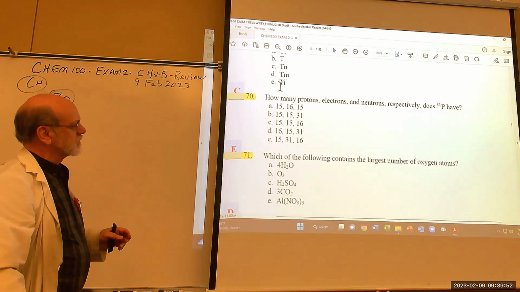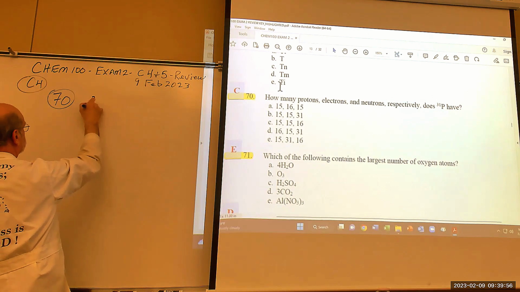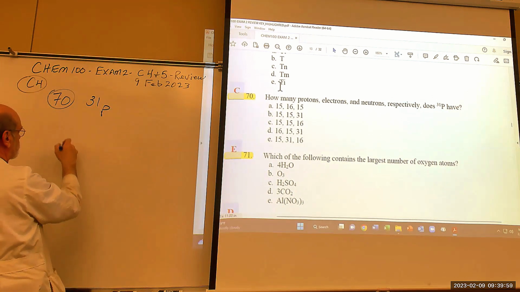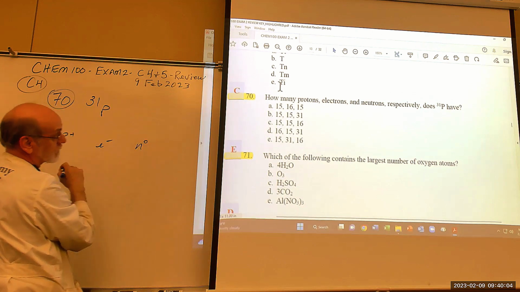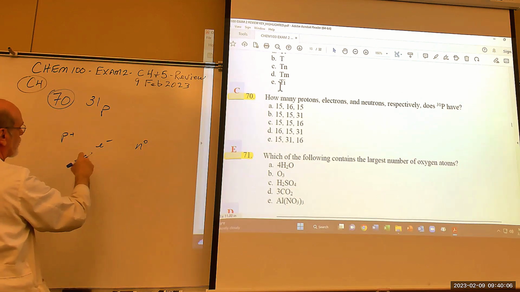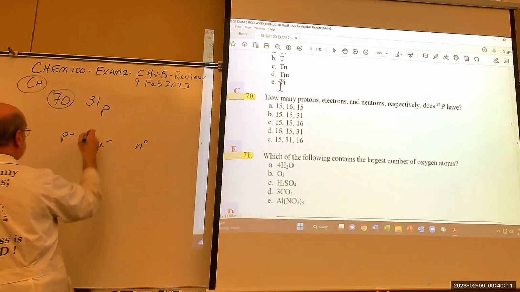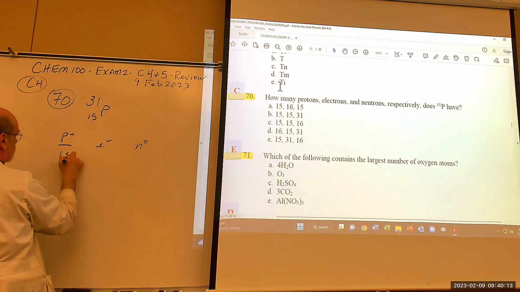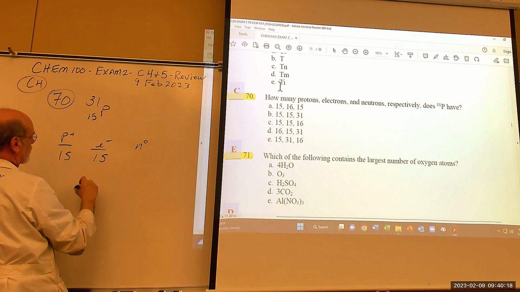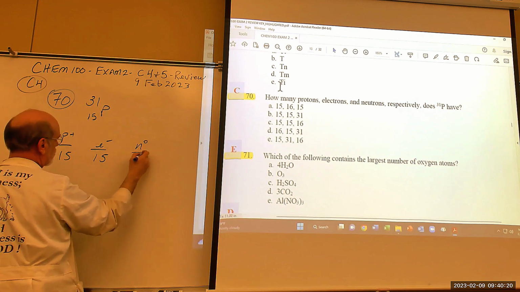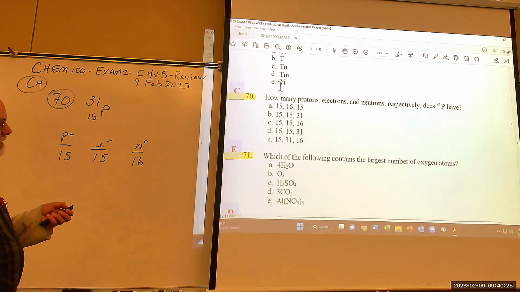How many protons, electrons, neutrons are in 31 phosphorus? Okay. This is like before. Protons, electrons, neutrons, right? In that order. So you look up phosphorus in your periodic table. It has 15 protons. It's neutral, so it has 15 electrons. Subtract 15 from 31, you get 16 neutrons. So 15, 15, 16 is the answer.